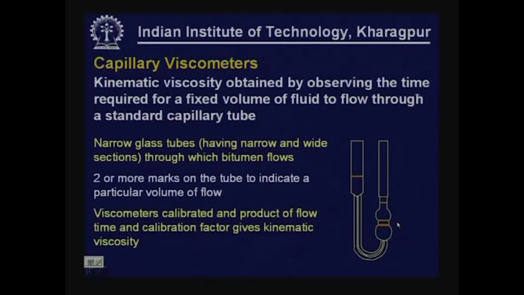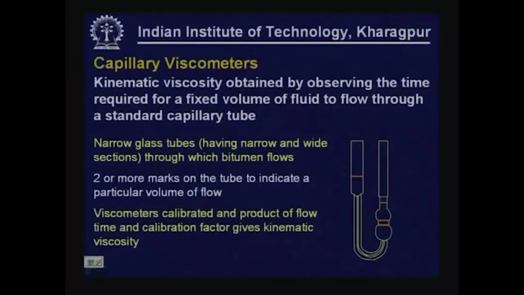The next type of viscometer that we normally adopt for measuring kinematic viscosity is the capillary viscometer. In this case, different types of capillary tubes are used, and we measure the time taken for the binder or the fluid to flow through these capillary tubes. The time required for a certain quantity of fluid to flow through these tubes is the viscosity unit, which again has to be calibrated, and then using the appropriate calibration factors we can get the kinematic viscosity.